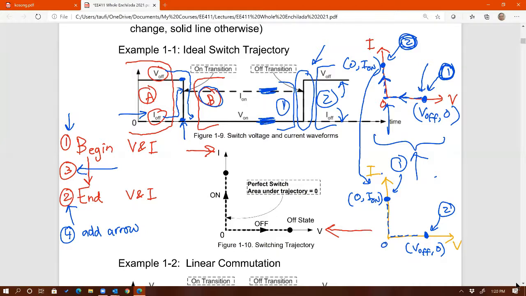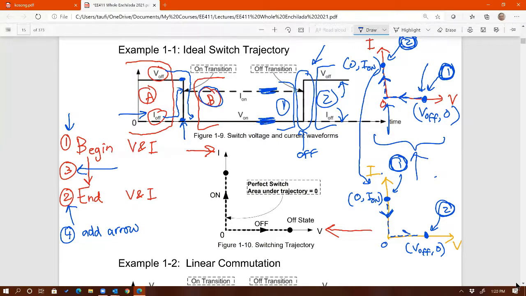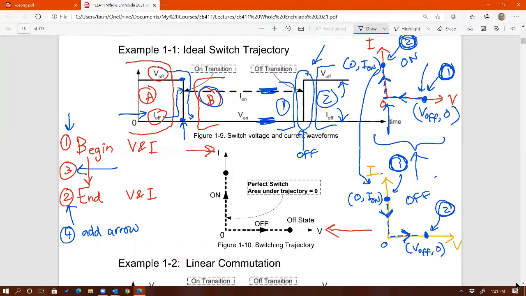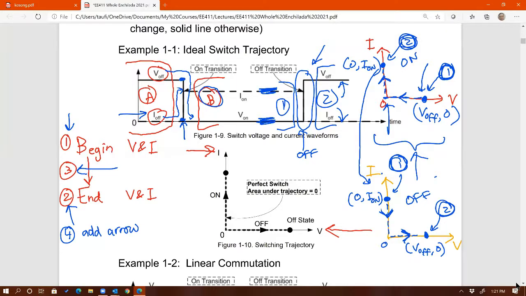And then what is the last one? Add the arrow, right, to indicate the direction of the trajectory. So in this case, since we are turning off, just like before, it goes from 1 to 2, starting to end. So therefore, the arrow should be this way for turning off. And this top one is turning on. Are there any questions on this?